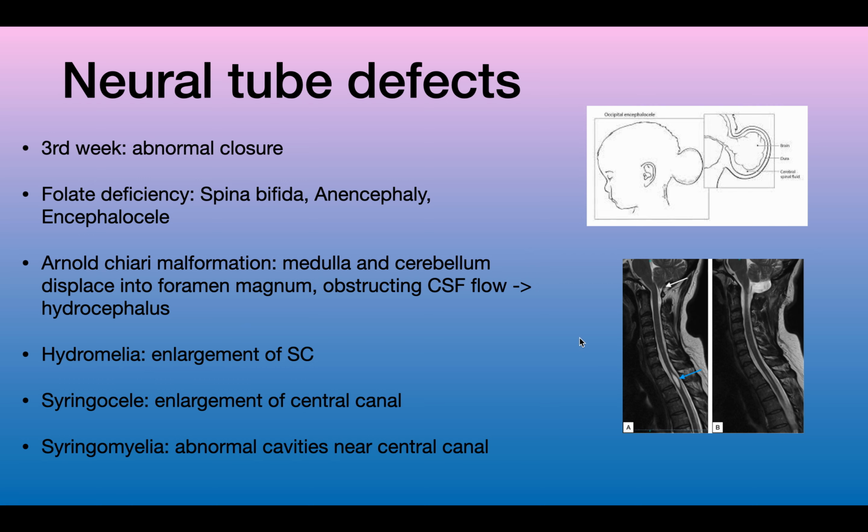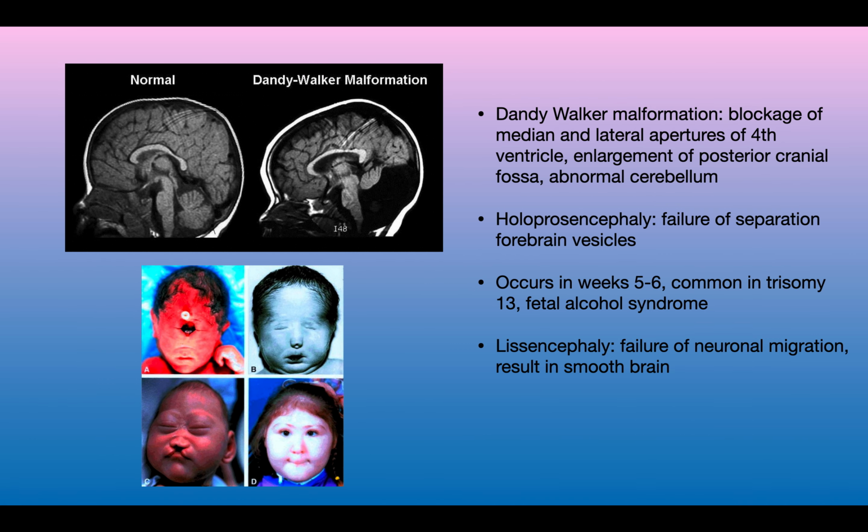Hydromelia is the enlargement of the spinal cord. Syringocele is the enlargement of the central canal. Syringomyelia is abnormal cavities near the central canal. The Dandy-Walker malformation is the blockage of the median and lateral apertures of the 4th ventricle, and it causes the enlargement of the posterior cranial fossa and compresses the cerebellum. It's not going to allow it to form.